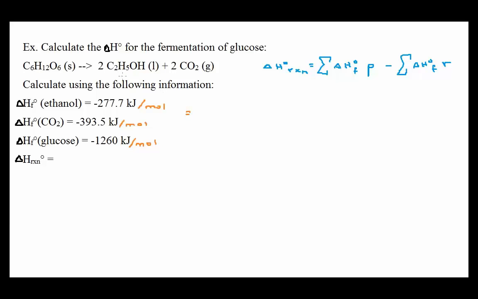The first product I have is ethanol. So I'm going to take, because there's a coefficient in front, 2 times the standard enthalpy of formation, which is negative 277.7 kilojoules per mole. Then to that, I'm going to add the standard enthalpy of formation of carbon dioxide. There's a coefficient of 2 in front of that, so I've got to put a 2 there, times negative 393.5 kilojoules per mole.